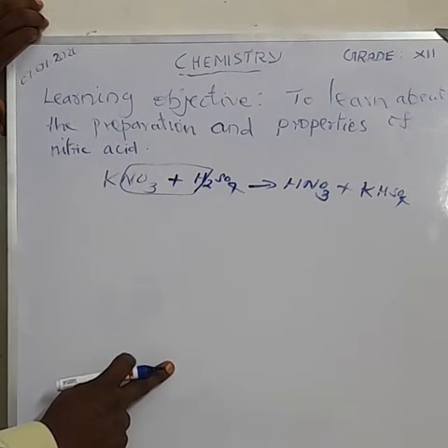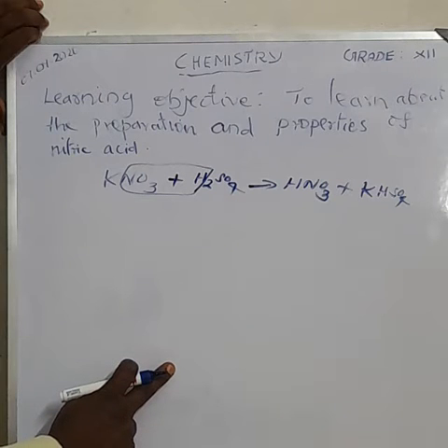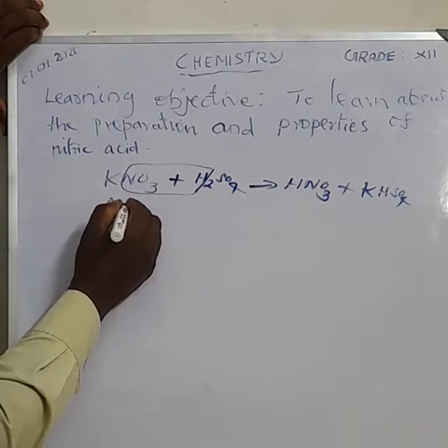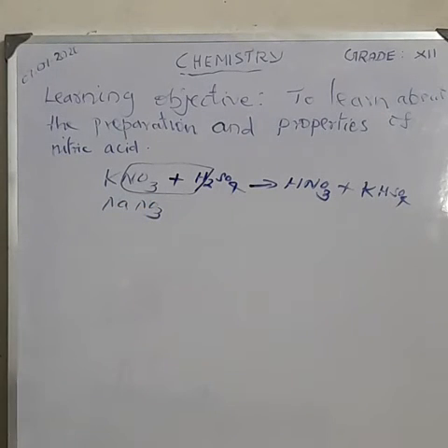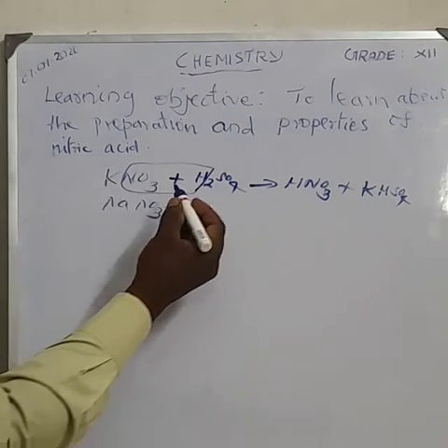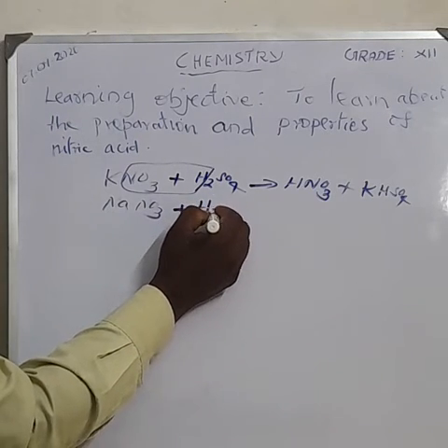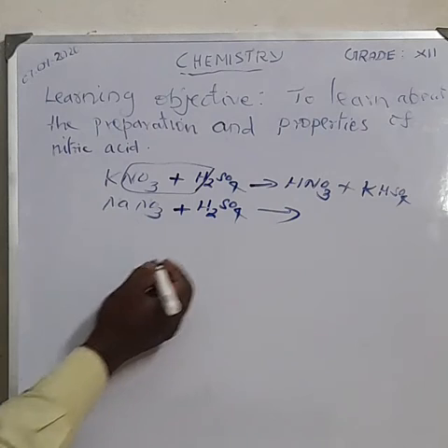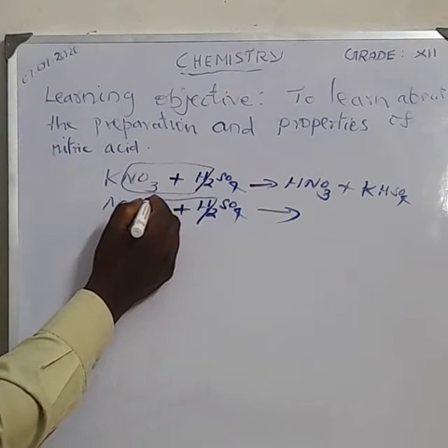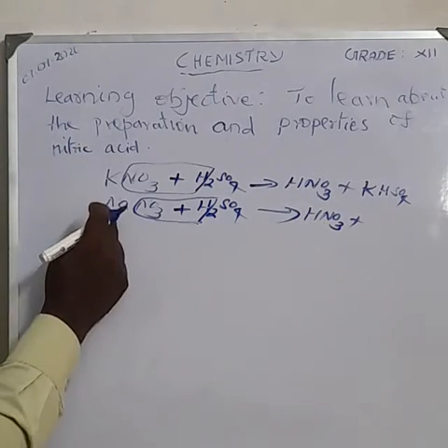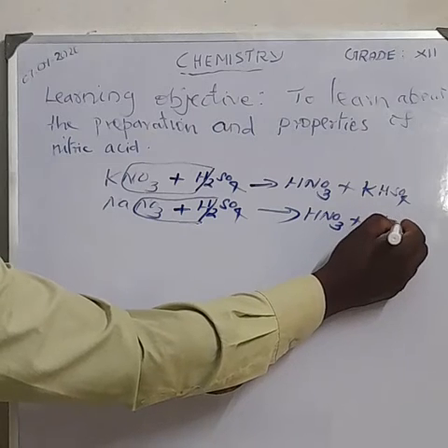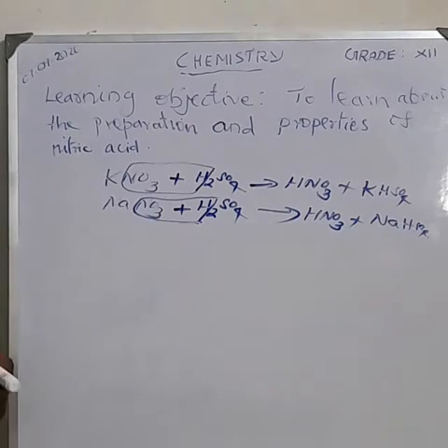One more point: the reaction between sodium nitrate, formula NaNO3, and sulfuric acid, H2SO4. What is the product? Hydrogen combines with NO3 to give HNO3, plus sodium combines with the bisulfate to give NaHSO4, sodium bisulfate.